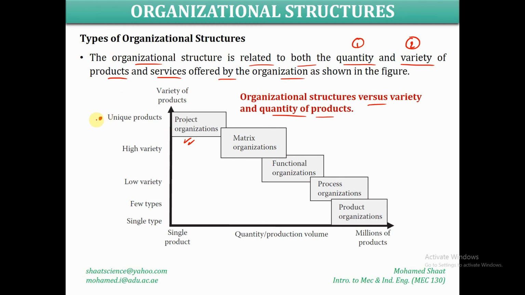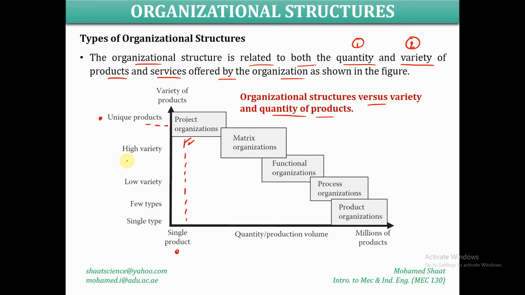For example, if a specific organization is going to make a new mall, the mall should be unique. It should be different in terms of design and everything from any other mall found in the same city. So this mall is a unique product that is going to be done just once in a lifetime. As you can see, it is one single product, and in the meanwhile, it is unique.